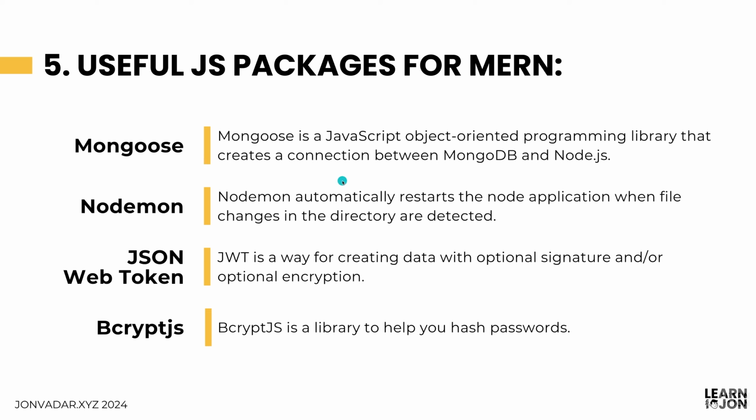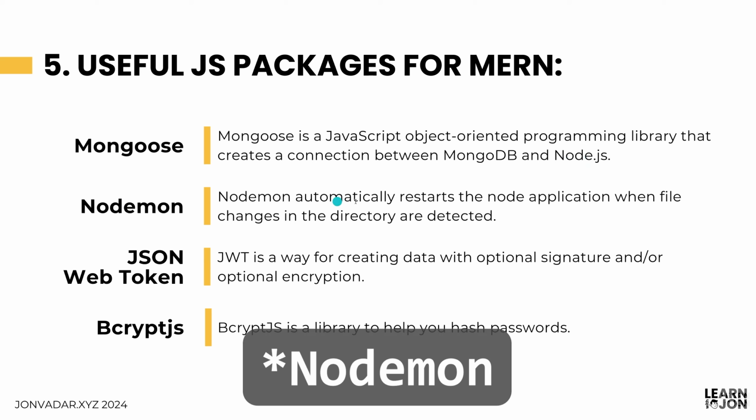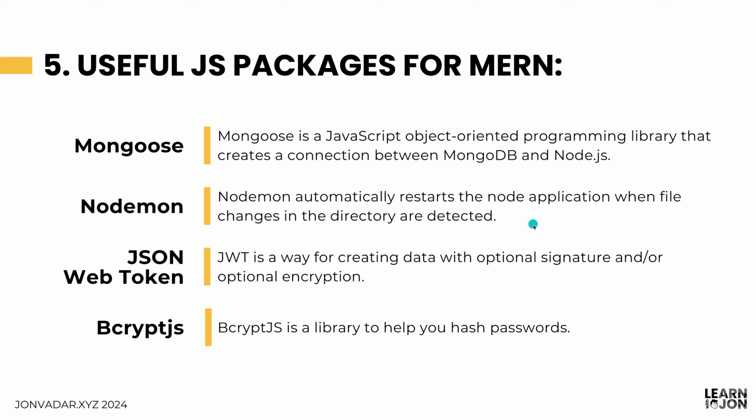The first one is Mongoose, that is a JavaScript object-oriented programming library that can create a connection between MongoDB and Node.js. And then we will use Nodemon, that is going to automatically restart our application. Then we will use JsonWebTokens. Since we are going to have authentication, we need to have some sort of a signature to authorize users to do certain tasks. Then to hash users' passwords, we want to use BcryptJS. So we don't want to save the plain text passwords in our database. We want to hash them before saving them.